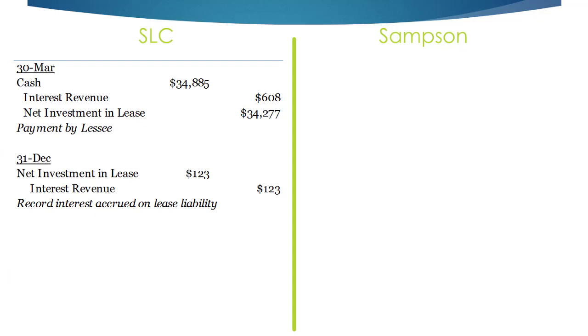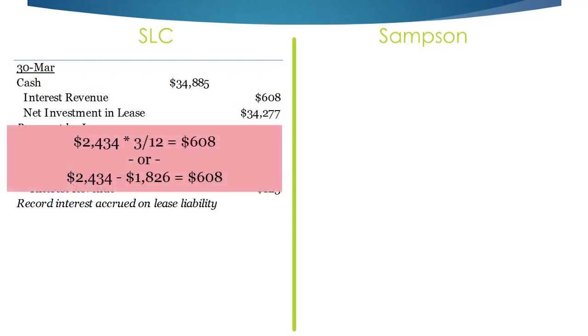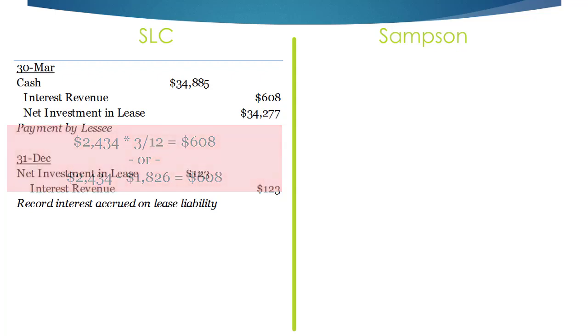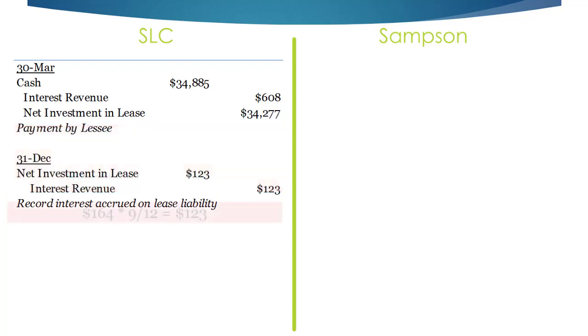Again, cash coming in of $34,885, but I don't get to credit net investment in lease for all of that. I've got to record the rest of the $2,434 interest revenue. So I take the $2,434 minus the $1,826 that I recognized on December 31st of year 4. That gives me the $608, and the balance goes into net investment in lease. On December 31st, I recognize 9/12 of the last bit of interest. That's 164 times 9/12. That gives me that 123.